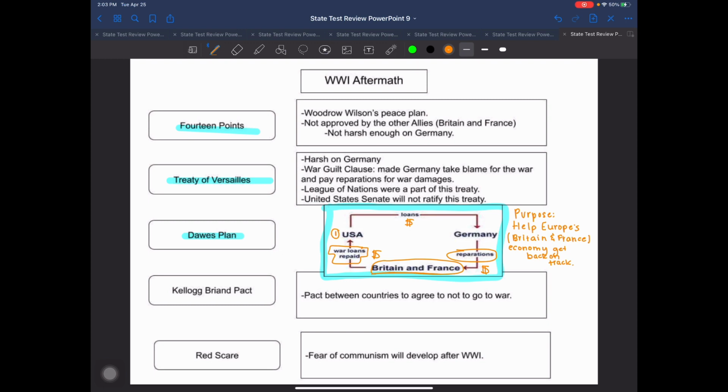The next one on this list is something called the Kellogg-Briand Pact. And for some reason, I think about cereal, I guess because of Kellogg brand. Anyways, this is a pact between countries, and specifically 15. 15 countries are going to make this promise that they are going to sign this pact, and they're promising to not go to war.